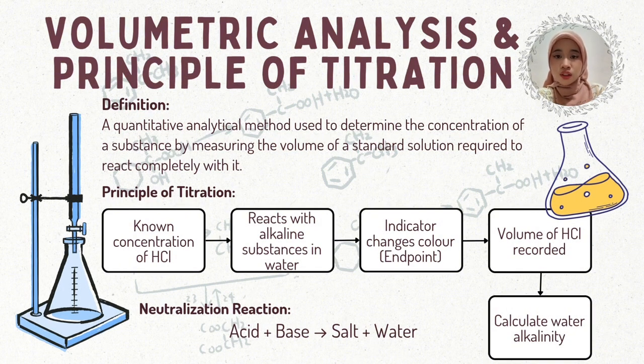The principle of titration is based on the neutralization reaction between acid and base, where acid is added to base to form water and salt. As the HCl reacts with the alkaline substance in the water sample, the reaction continues until the endpoint is reached. The endpoint is identified by a color change of the indicator. The volume of HCl used is then recorded and used to calculate the alkalinity of the water sample.